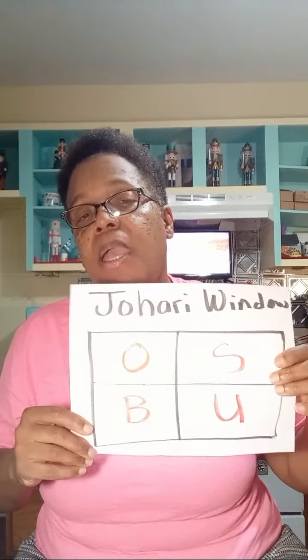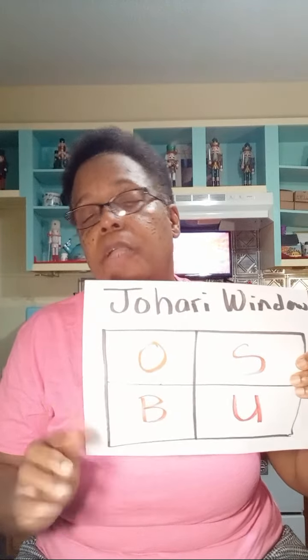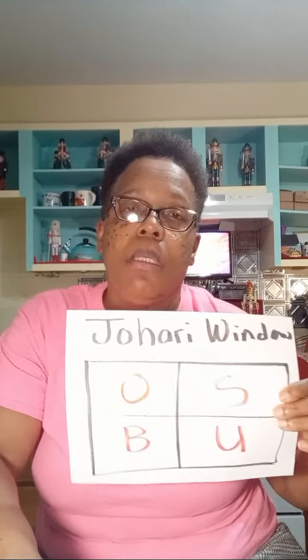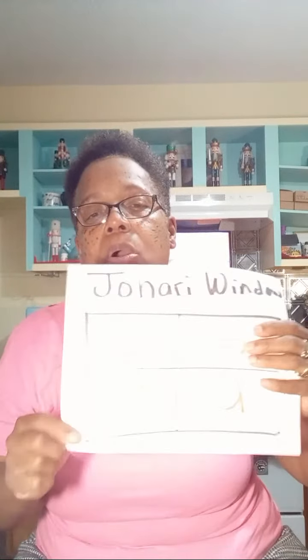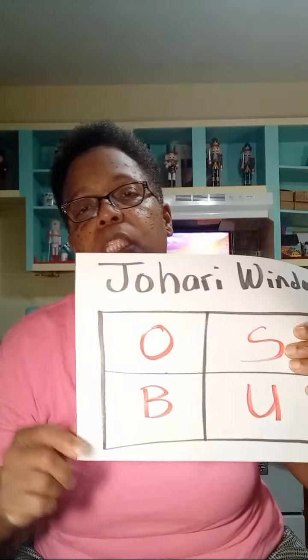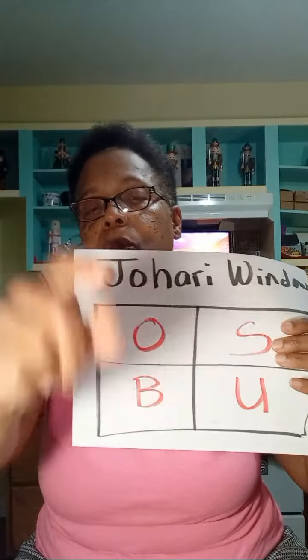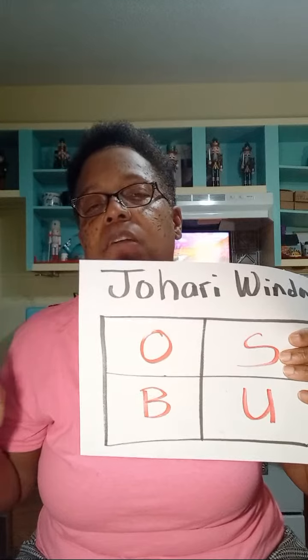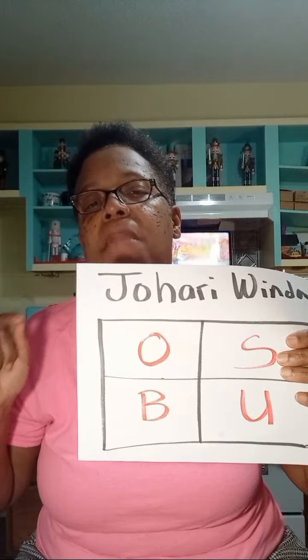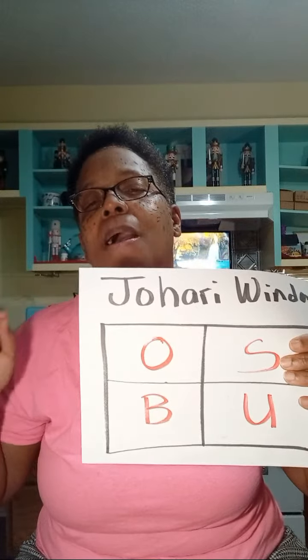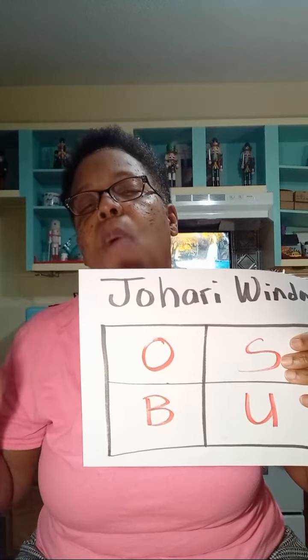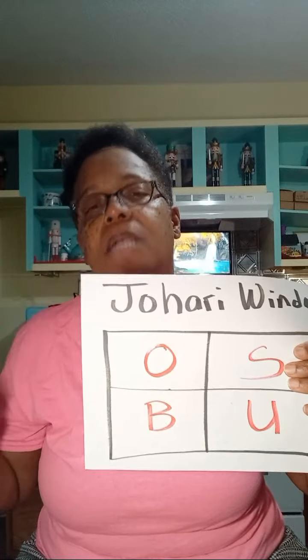And then we have the B area of the Johari Window. The B area is the blind area of the Johari Window. The blind area is information you do not know about yourself, but other people may know this information about you. That's why they call it blind.